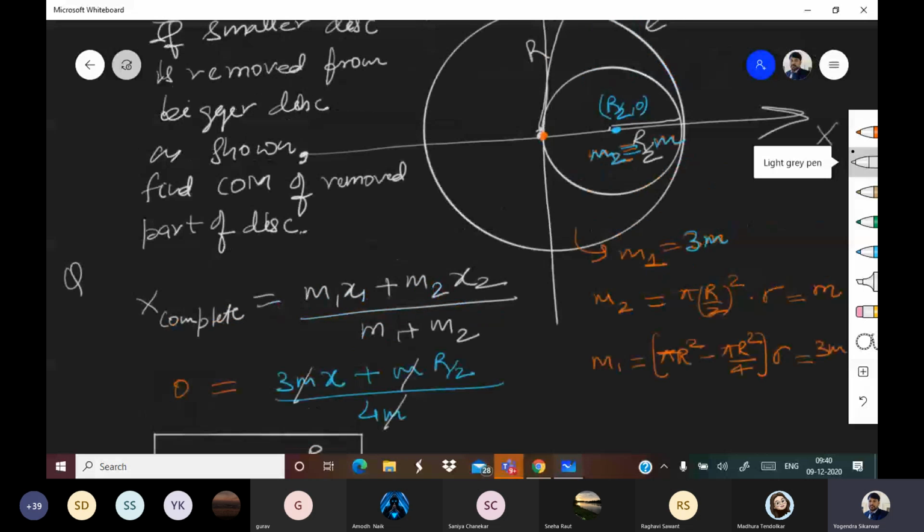R by 6. Okay. Now you may ask, sir, do we need to calculate the y coordinate? No. Why? Because if you see, the remaining part is also symmetric about the line y is equal to x. So whichever is the line of symmetry, the center of mass will lie on that line or axis. So your center of mass will be shifted by a distance of r by 6 towards the negative x-axis. All right.